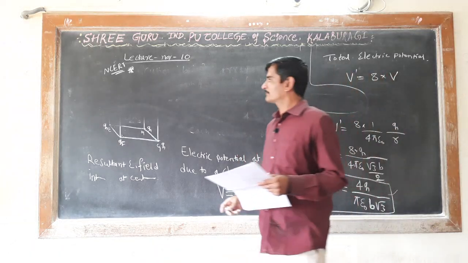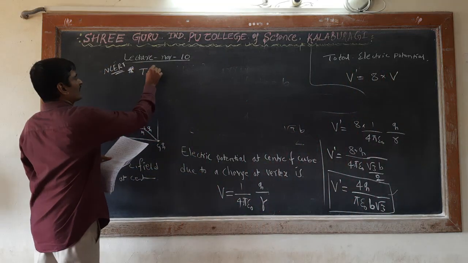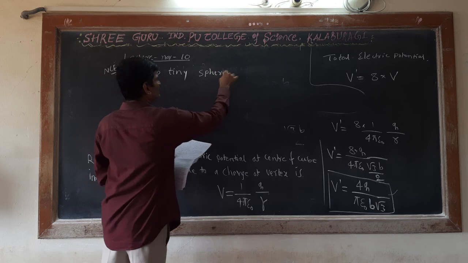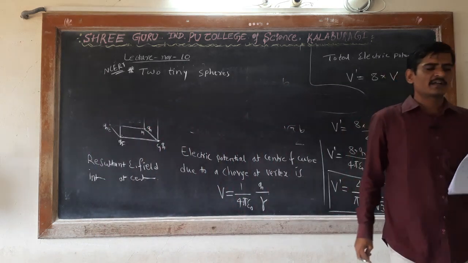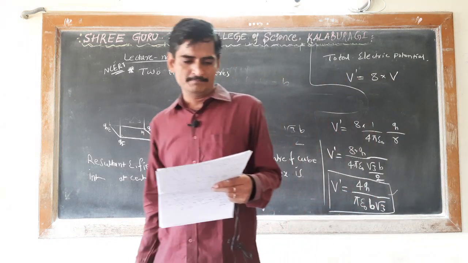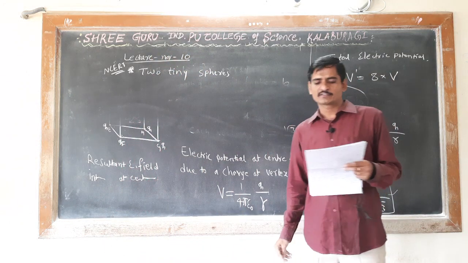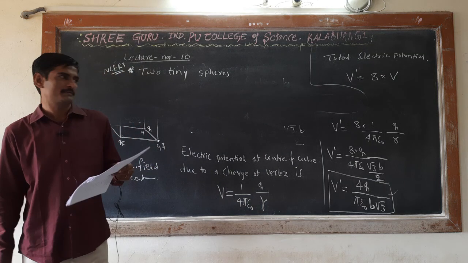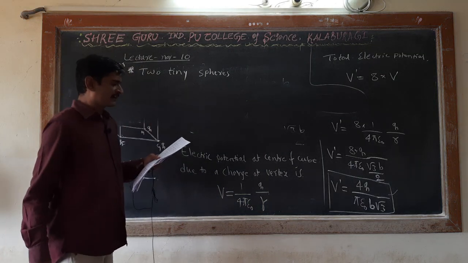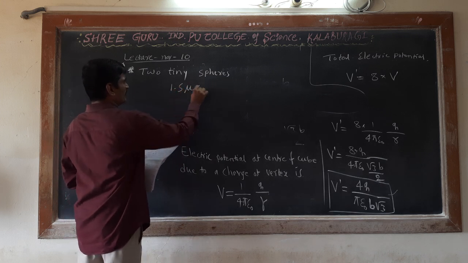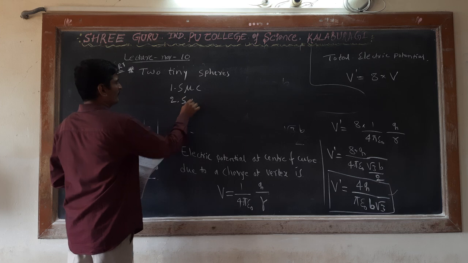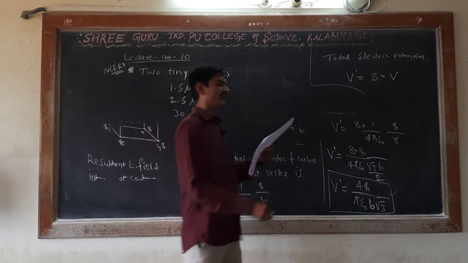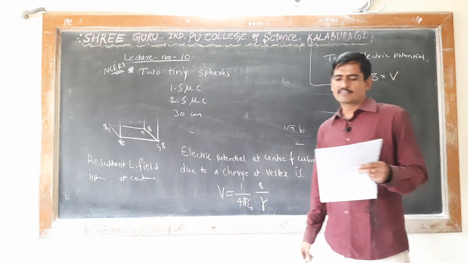Two tiny spheres carrying charges 1.5 microcoulomb and 2.5 microcoulomb are located 30 centimeter apart. Find the potential.